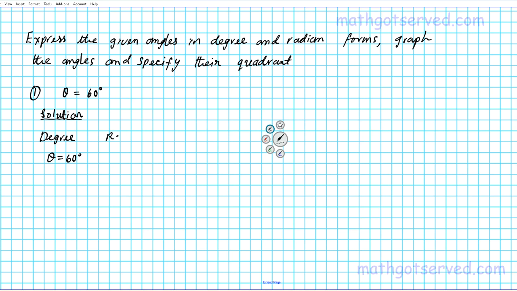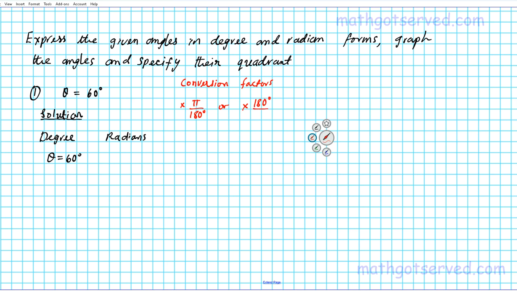How about in radian form? What is 60 degrees in radian format? In radians, we're going to apply the appropriate conversion factor. All right? So let's talk about that real quick. Your conversion factors, what you use to convert from degrees to radians, or the reverse, are: you either multiply by pi over 180 degrees, or you multiply by 180 degrees over pi.